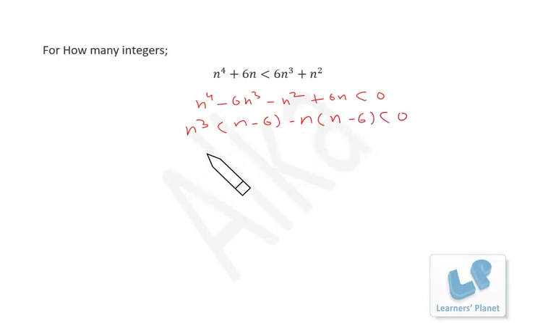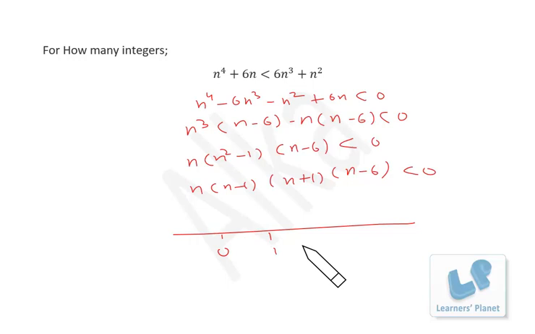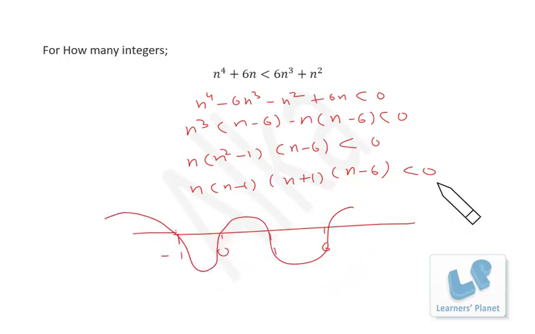So here we have n cube minus n. So n cube minus n, I can further take n as common. So it's n square minus 1 and then n minus 6. So we have n minus 1, n plus 1 and n minus 6. Okay, and it should be less than 0. So just mark all the points: 0, 1, 6 and minus 1, right? Now we want this expression to be less than 0. So from minus 1 to 0, union 1 to 6. Right?